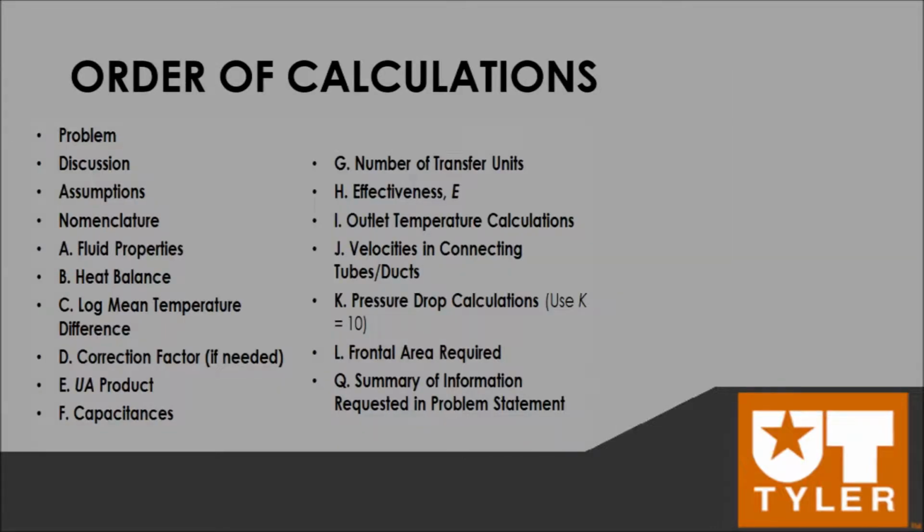The method of analysis for a closed-flow heat exchanger has been organized into a suggested order of performance calculations, which is now shown on the slide. From complete problem statement to the summary of information requested, there are a total of 17 steps, but not all the steps are needed for each problem. By following the order of calculation, the closed-flow heat exchanger will be easier to analyze.